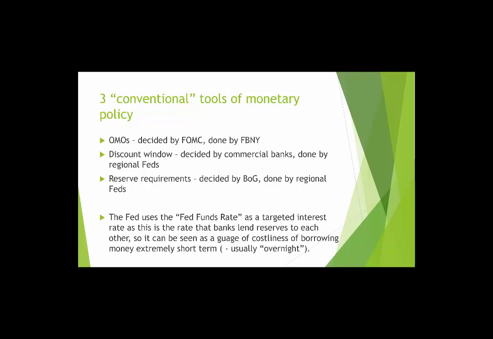Secondly, we have the discount window. This is loans, and the amount there is decided by commercial banks, so they have to want to come and borrow money from the Fed for this to happen, and it's done by the regional Feds. So not by one, but by all of them.